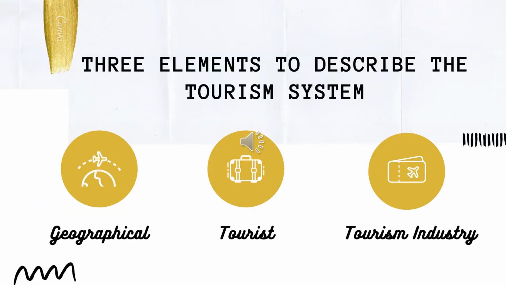So now we are done with the definition of destination. Let's have the 3 elements to describe the tourism system. First, the geographical, then second, tourist, and lastly is the tourism industry. Let's have our in-depth understanding between the 3 in our next slide.